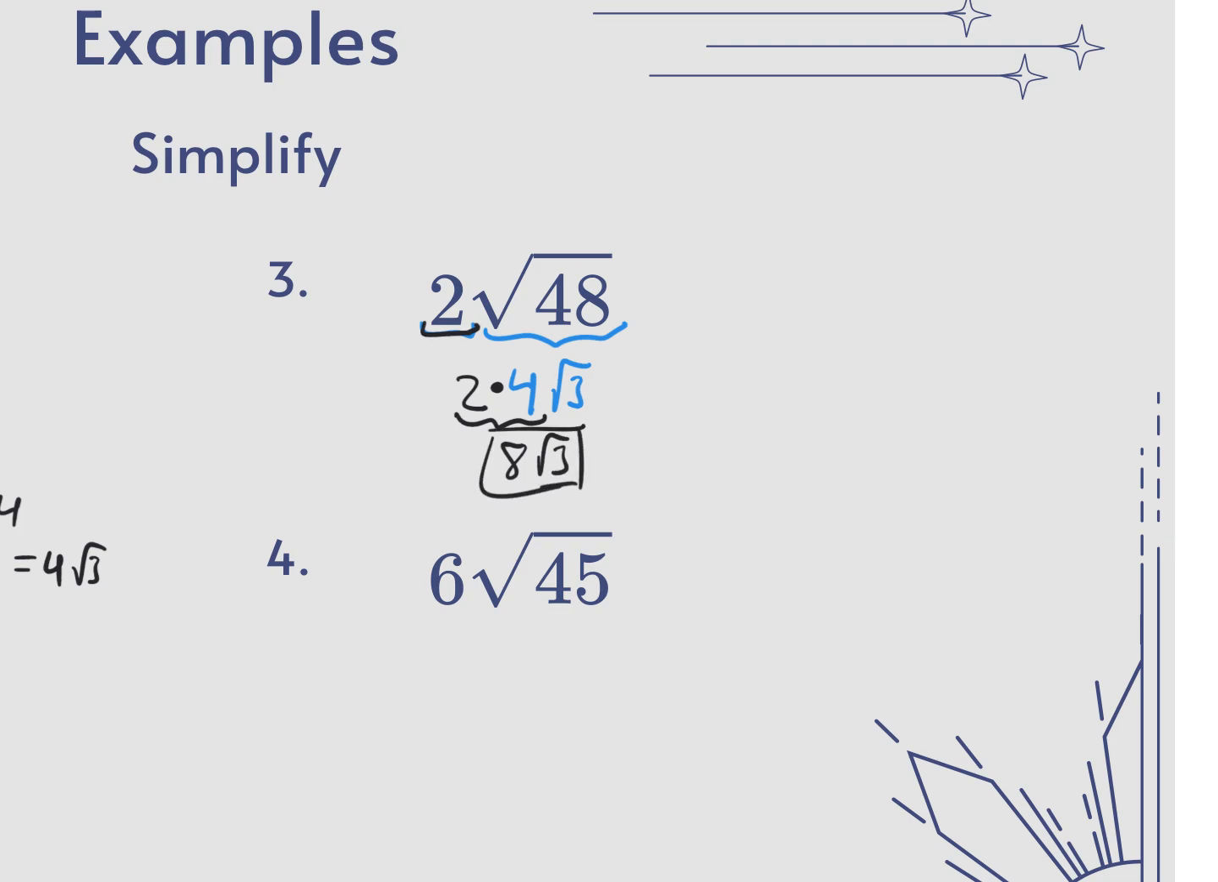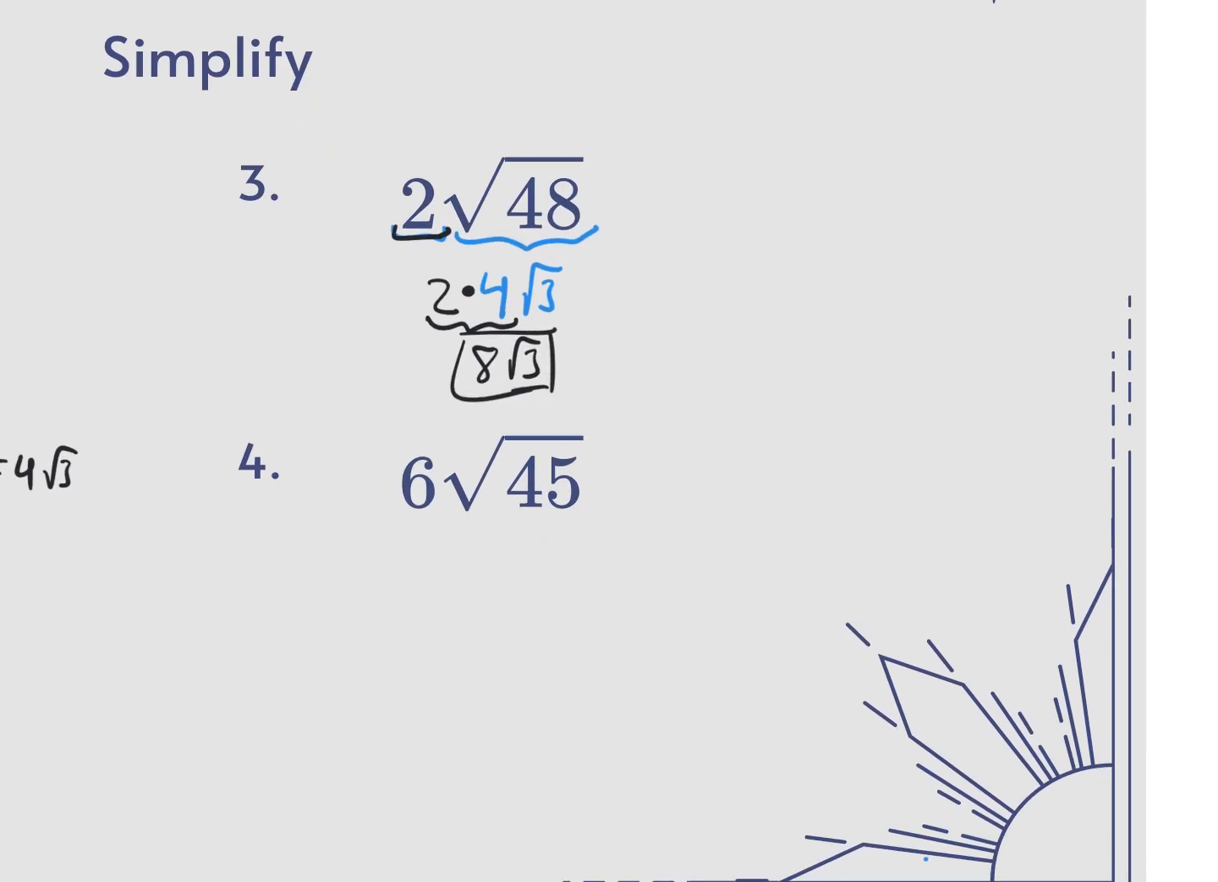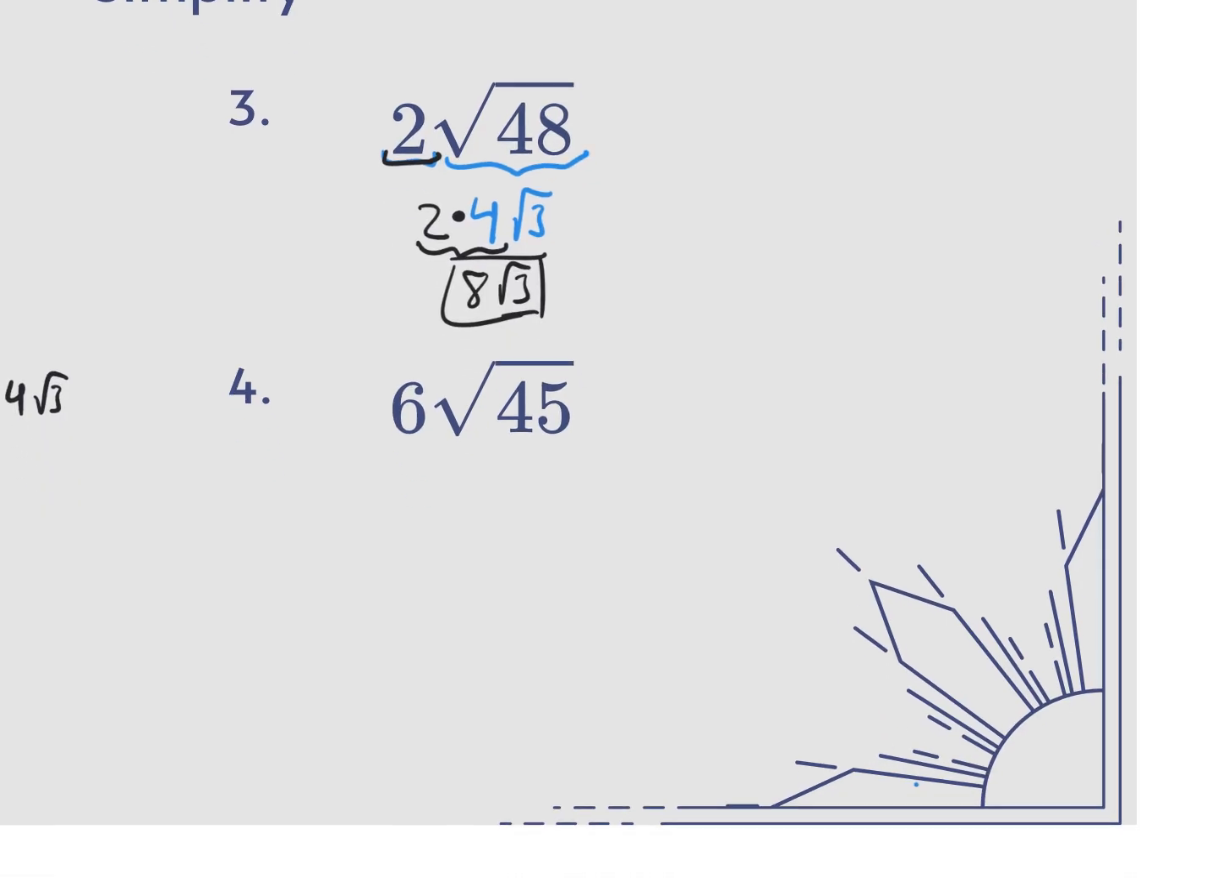All right. So same process as before. If you have a factor in front, just multiply it, right? And then what about 6 square root of 45? Okay, well, we can still try splitting up 45 into either prime factors or extract perfect roots.